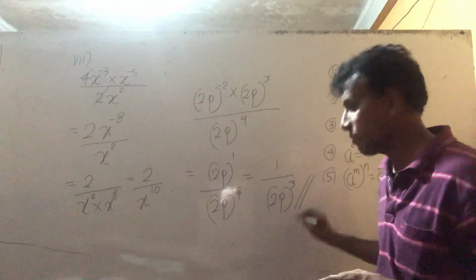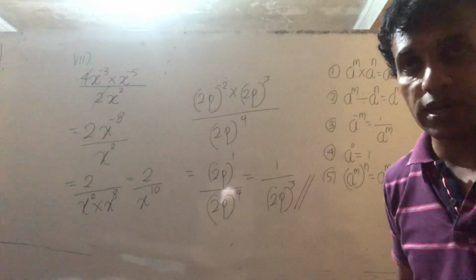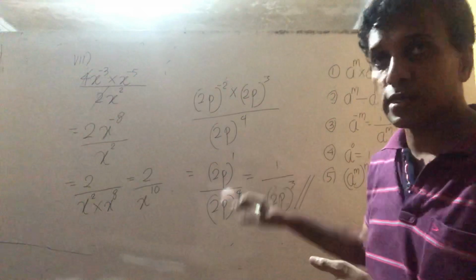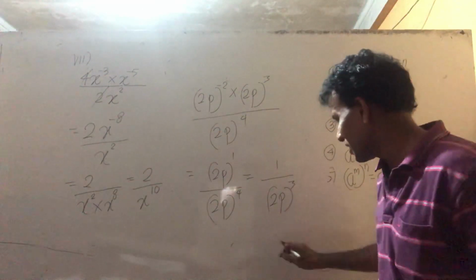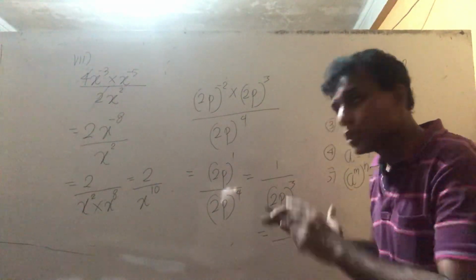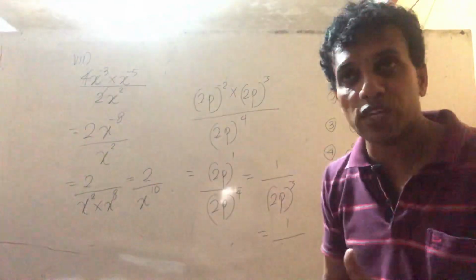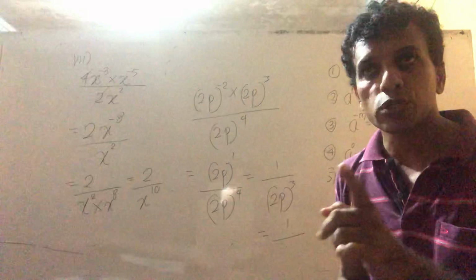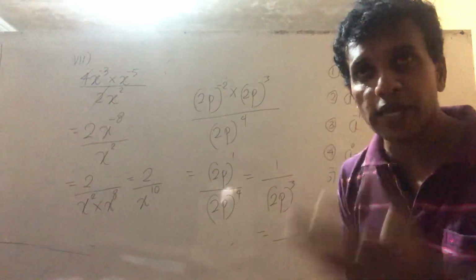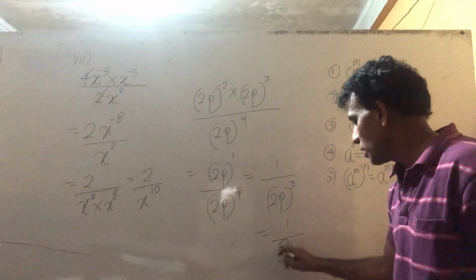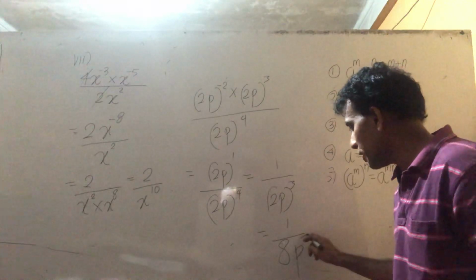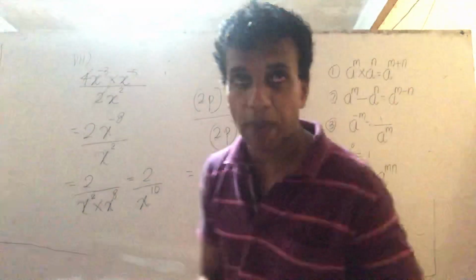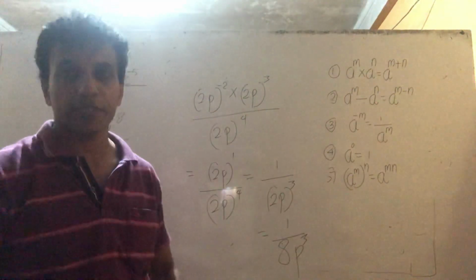Here that is enough. Further we can simplify with the other rules. Later I will show how to get this answer. Otherwise I can write it like this. What's the answer? 1 over 2p completely power 3. What do you mean? 2p multiply 2p multiply 2p. So 2 multiply 3 times is 8, p 3 times, so 8p cubed is the final answer. In exam papers, they are expecting the last step as the answer.